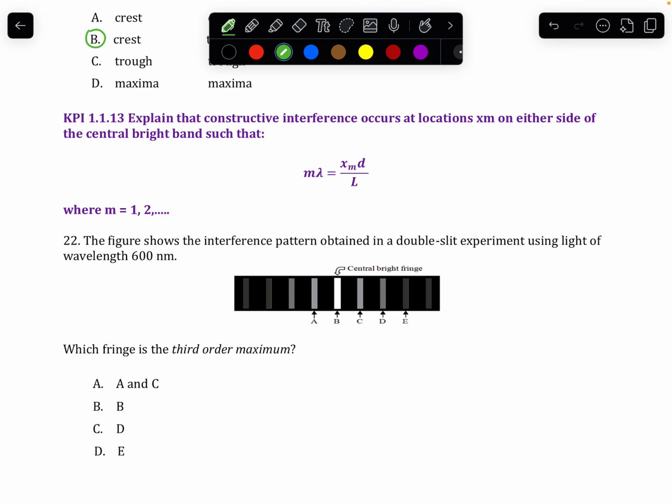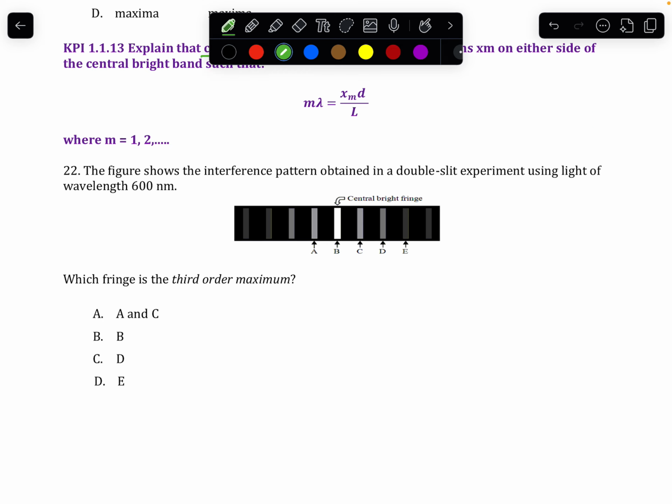1.1.13. Explain that constructive interference occurs at locations x on either side of the central bright band. So basically this is the pattern. Here we have order 0, first order, second order, and third order. Which fringe is the third order? So the third order is E.